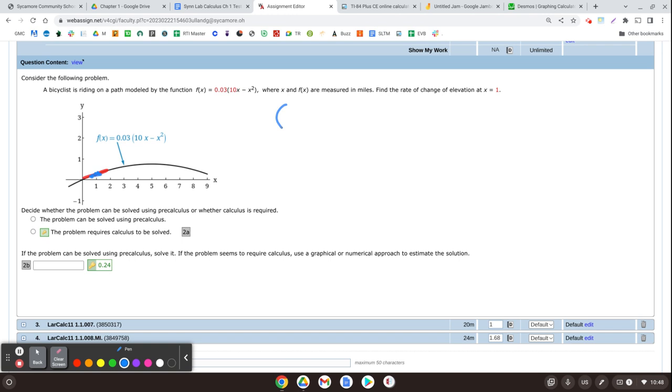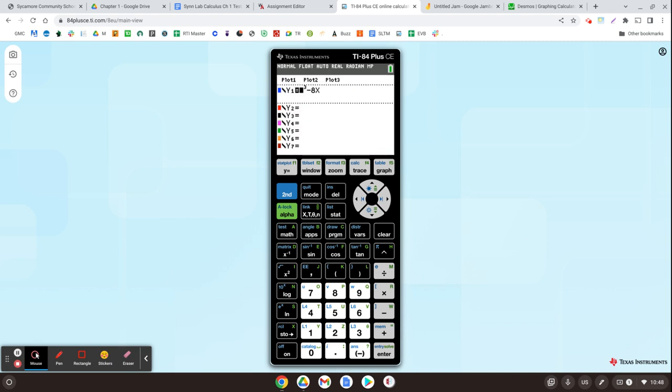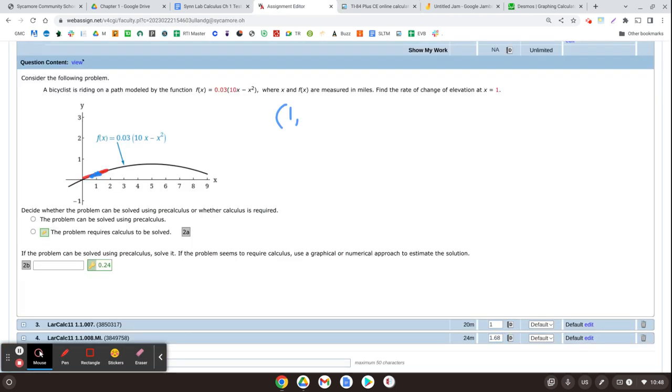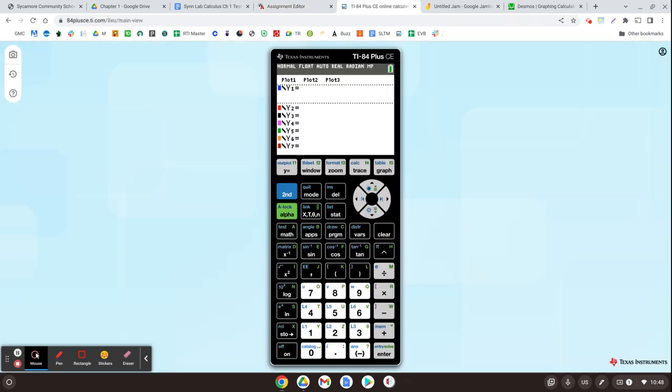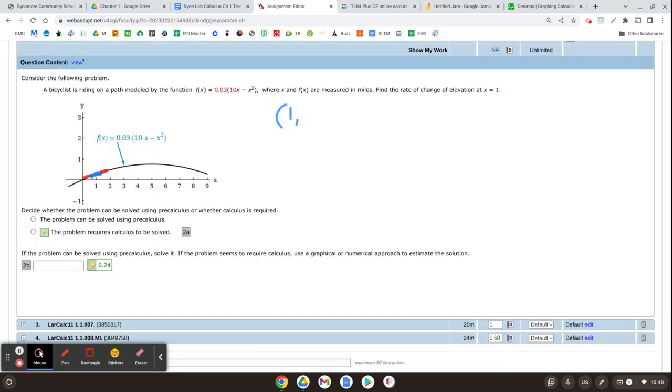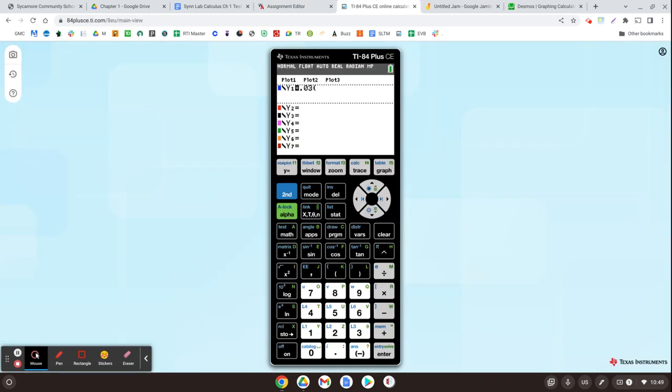we want to find the slope at 1, well, we better find out what the output is. So you know what, this is going to be easier if I use this. The equation is 0.03 times 10x minus x squared, times 10x squared. I'm going to go to my table. And notice at 1, it's 0.27.